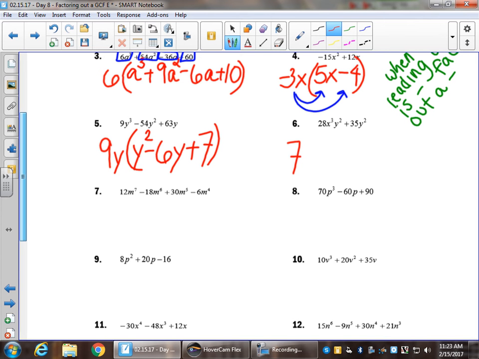Okay, now let's look at y's. 28x cubed y squared plus 35y squared. What can we take out of both of those for y? Y squared. 7 times what is 28? 4.